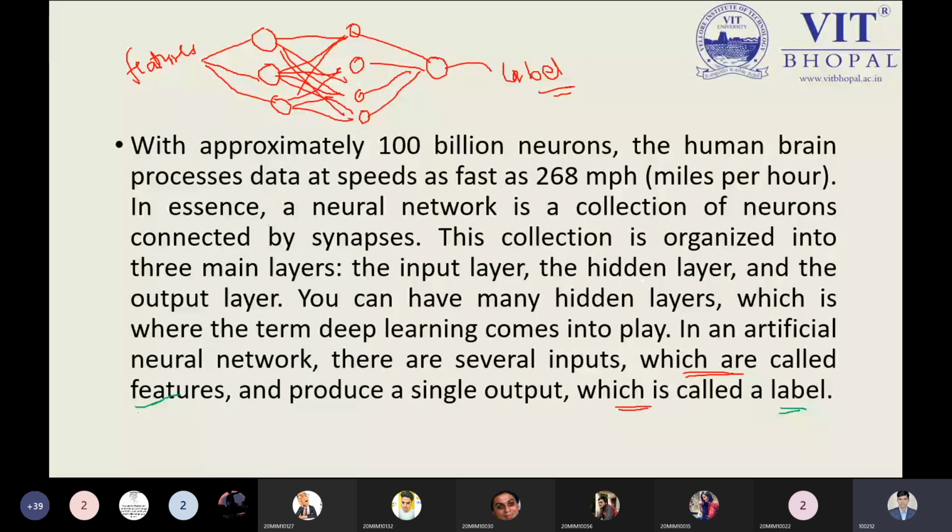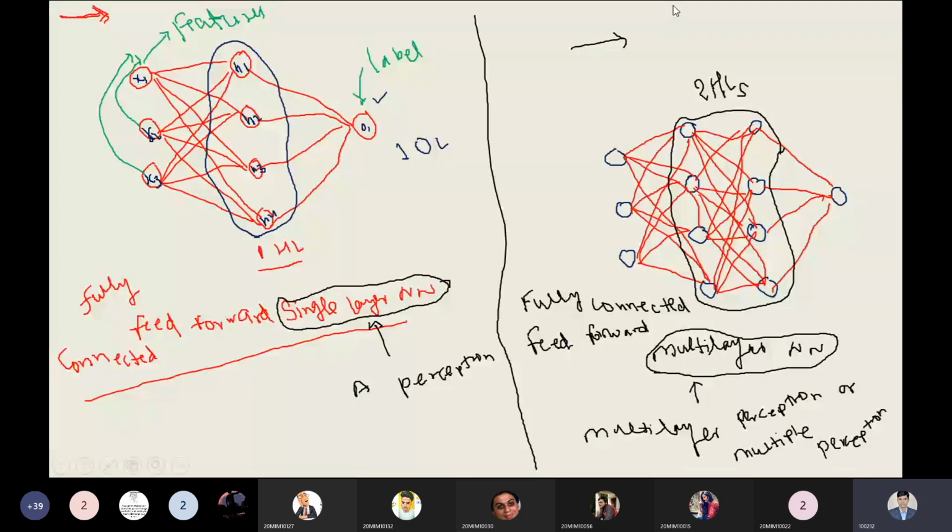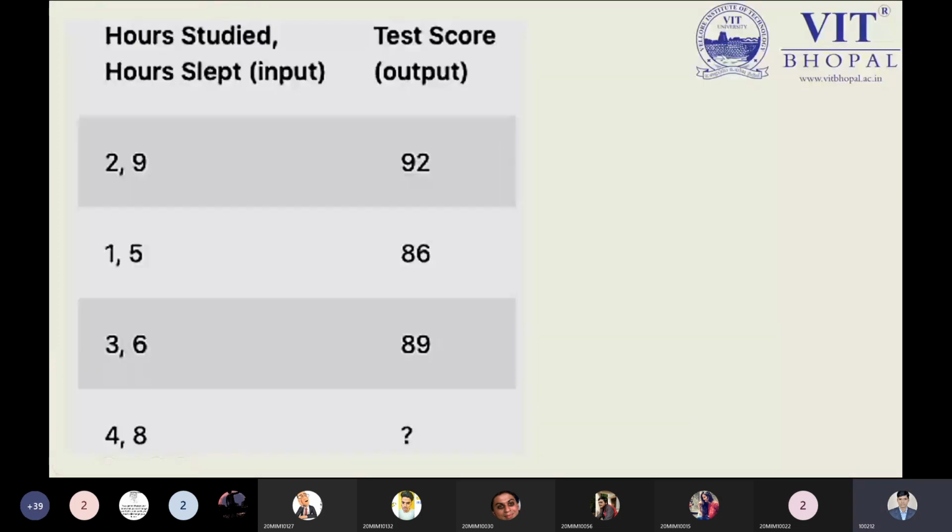From this point, we have to start our problem. If this slide is visible to all, the hours studied and hours slept input, and the test score. So this is our problem. I am explaining all the things properly, so I hope the idea will be clear to all. Without wasting much time, I'm writing everything over here, and this is our problem.